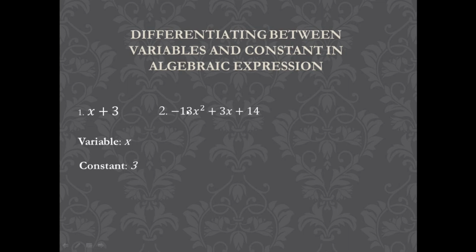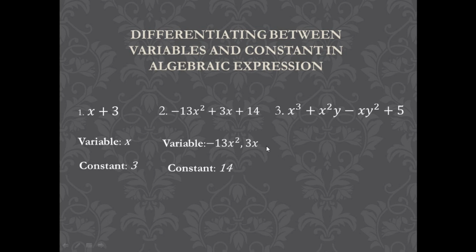For this example, negative 13x squared plus 3x plus 14. As we observe, there are three terms. You might wonder, what is the variable in here? Maybe it's in the first term, or it could be in the last term, or it can be in the second term. Well, it is very important to note that the combination of a variable and a constant is a variable itself. Therefore, we can say that the variables here are negative 13x squared and positive 3x, while the constant here is 14.